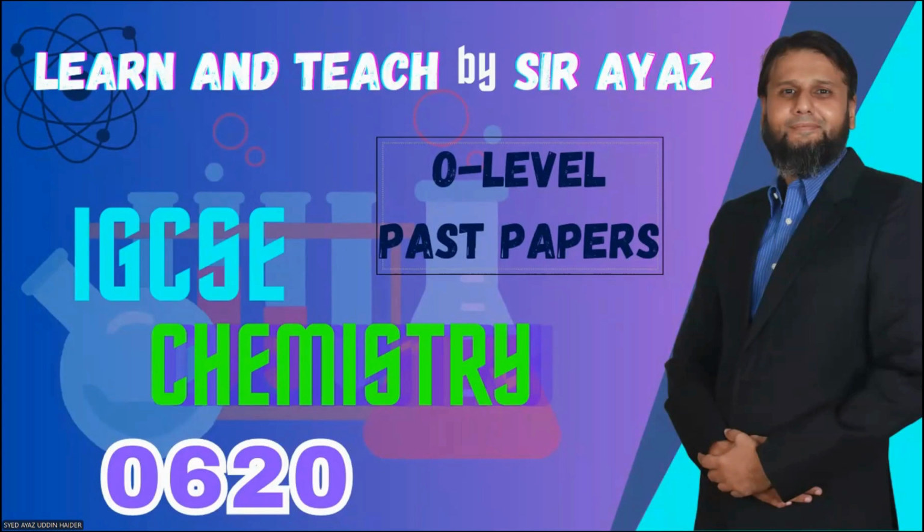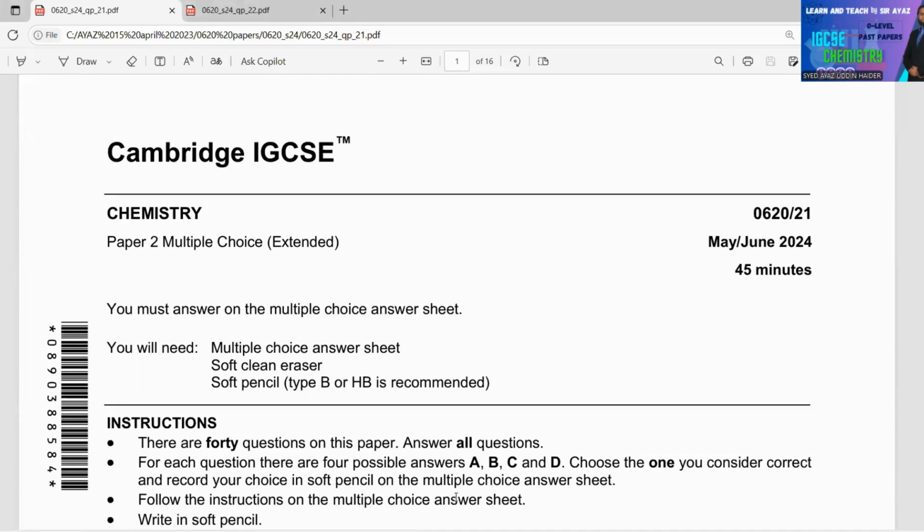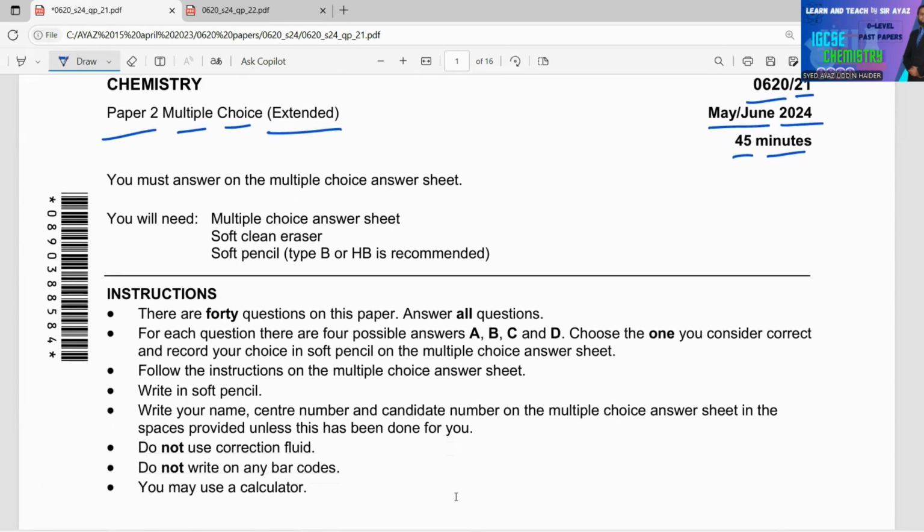I'm continuing my O-level past papers session, and this time I have selected IGCSE 0620, and the variant is 21. It's of May-June 2024. The total time is 45 minutes. It's paper 2, multiple choice for the extended version. You have to answer all the questions. There are 40 questions on this paper.